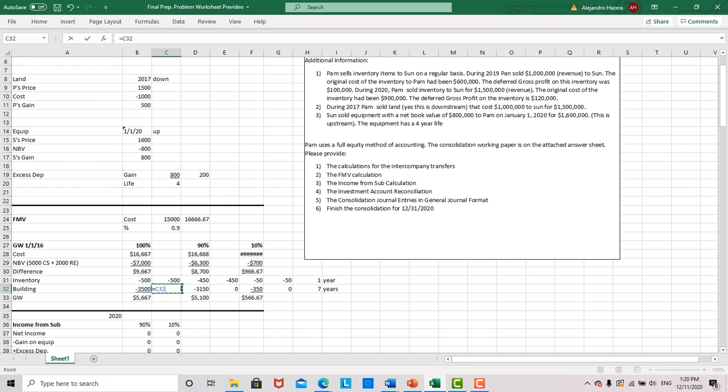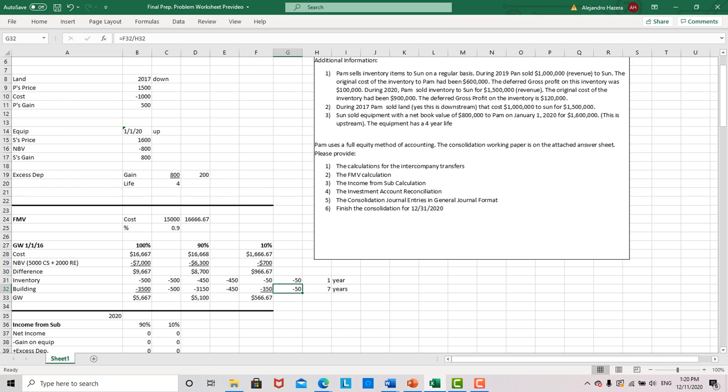And here are the expense amounts for the building. For the full building, it's 3,500 divided by 7 years. These are the ones that count. So 500 total for the controlling interest is 3,150 divided by 7, and for the non-controlling interest it's 350 divided by 7, which gives you 50. Let's stretch this out a little bit. Those numbers look correct.